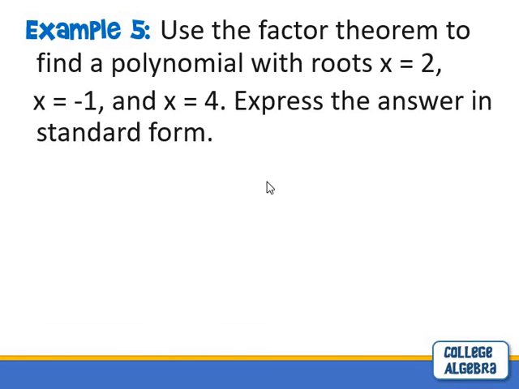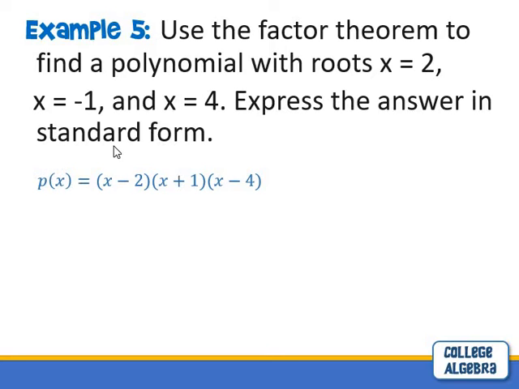We use that to do this type of problem also sometimes in the reverse direction. We did one of these in a previous section. Use the factor theorem to find a polynomial with roots x equals 2, x equals negative 1, and x equals 4. Express the answer in standard form. Okay. So the previous theorem said if c is one of your roots or your zeros, x minus c needs to be one of the factors. And so we usually just want to set up the simplest one we can here.